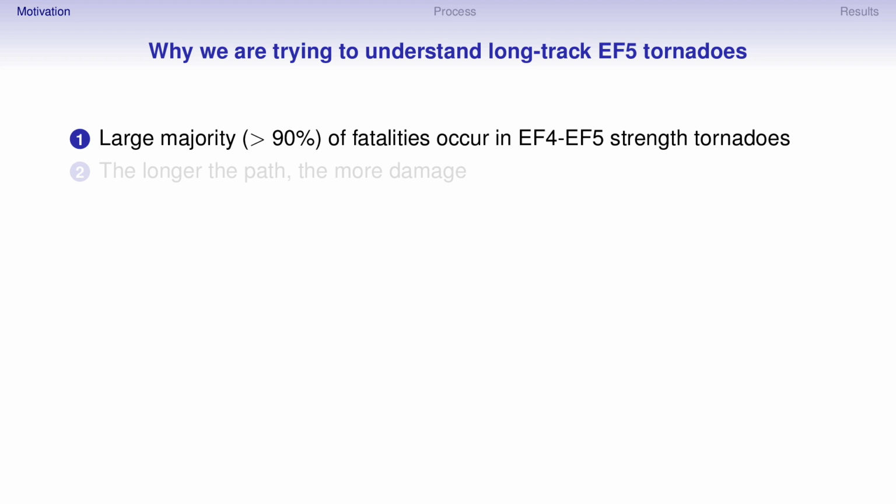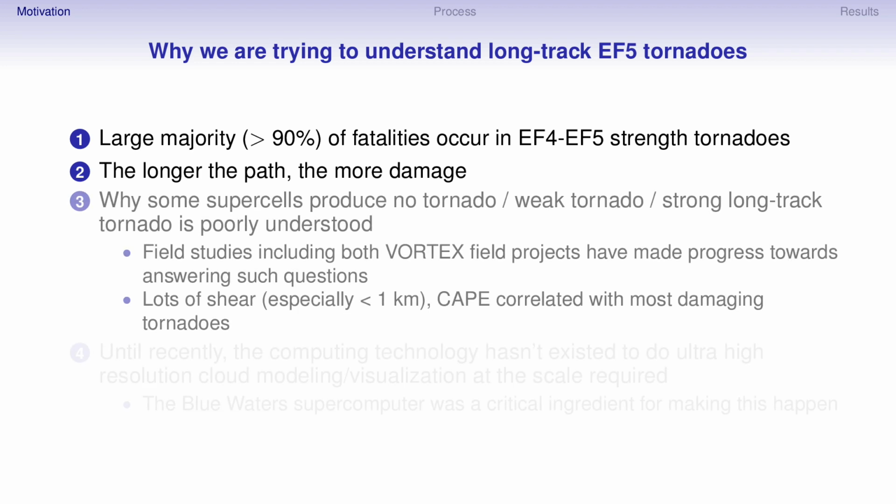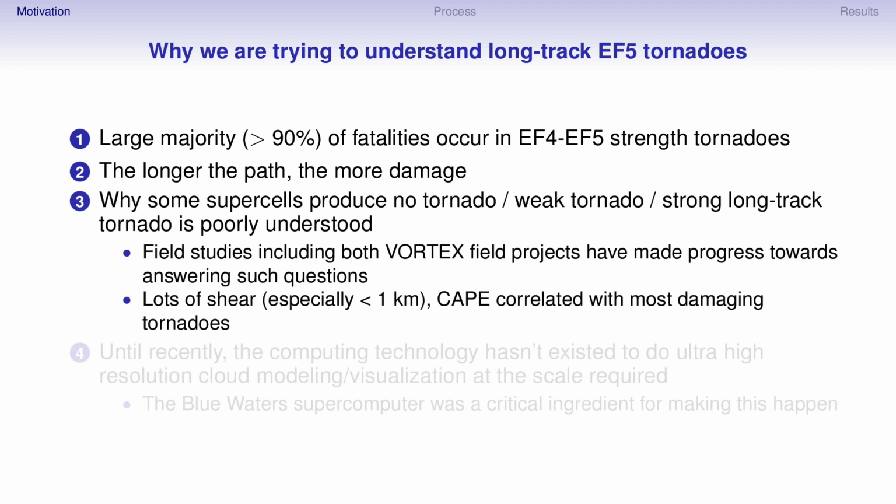Why are we trying to study long-track EF5s? Because while they're the least common, they cause the most damage and the most fatalities. EF4 and EF5 strength tornadoes. Long track really doesn't have a definition. I'd say anywhere 20 kilometers or so is long track. We haven't really defined that yet. The longer the path, the more the damage potential. We really still don't understand why some supercells produce tornadoes, long-track, short ones, no tornadoes, etc.